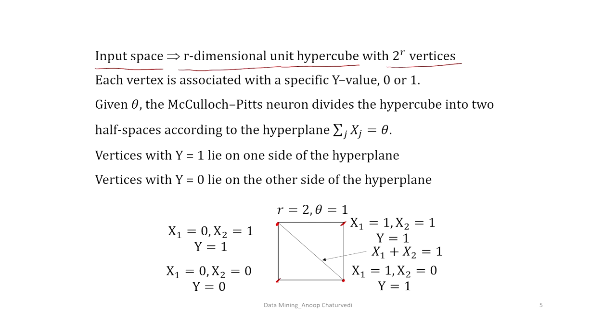So, you have R equal to 2. So, ultimately how many vertices do you have? 2 to the power 2 equal to 4. And you get a hypercube which is here a square with naturally 4 vertices, and each vertex is associated with a specific y value 0 or 1. Say suppose you take theta equal to 1. Now, what are the possible values of x1 plus x2?